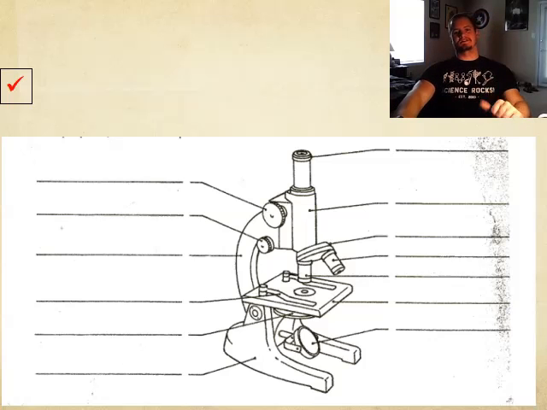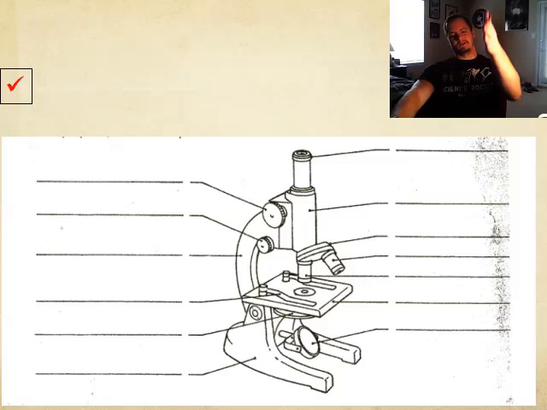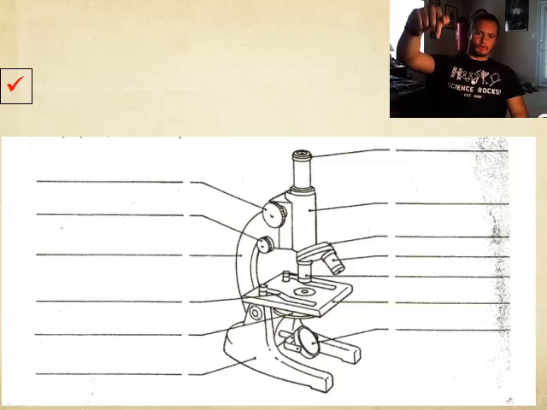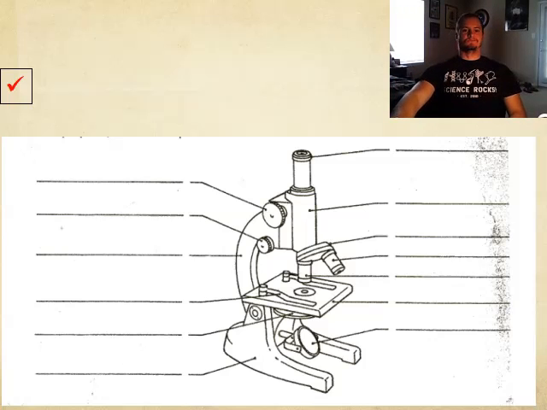So the first thing we're going to talk about here is the parts of a microscope. Now your microscope might look a little bit more modern than this, but basically the parts are the same. So let's start off on the left side, and then move on to the right side down here. So let's go ahead and get started.